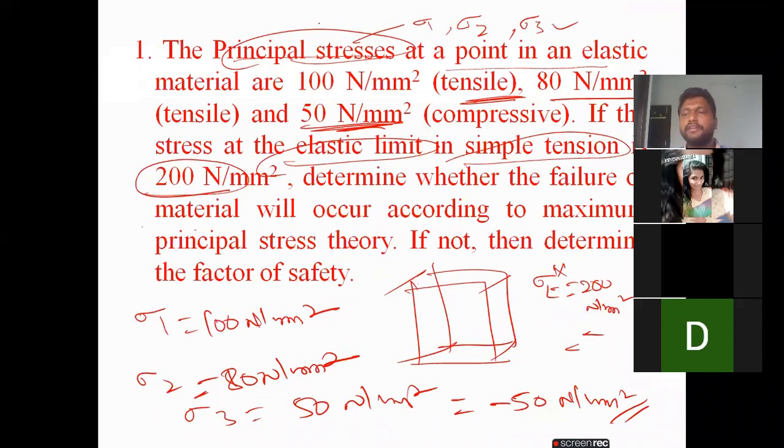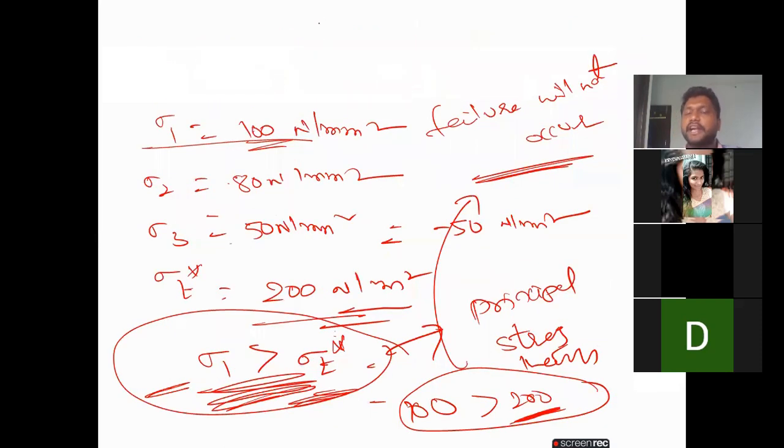The problem will be asked like this. The principal stresses sigma 1, sigma 2, sigma 3 are given, and also sigma t star, the stress at the elastic limit in simple tension. We have to check whether failure will occur or not as per the maximum principal stress theory. As per the theory, the condition is sigma 1 greater than or equal to sigma t star. Here the condition is not satisfied, so failure will not occur in this case.